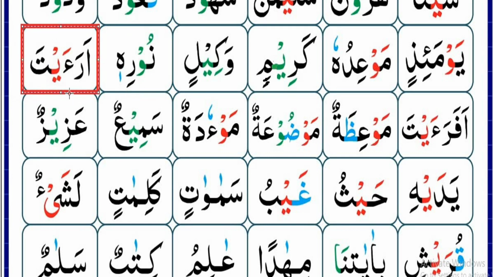Hamza fatha a, ra fatha ra, ara, hamza ya kasra ay, ara ay, ta fathata, ara ayta, and ya is a leen letter because the sign before ya sakin is a fatha. So hamza fatha a, fa fatha fa, afa, ra fatha ra, afara, hamza ya kasra ay, afara ay, ta fathata, afara ayta.